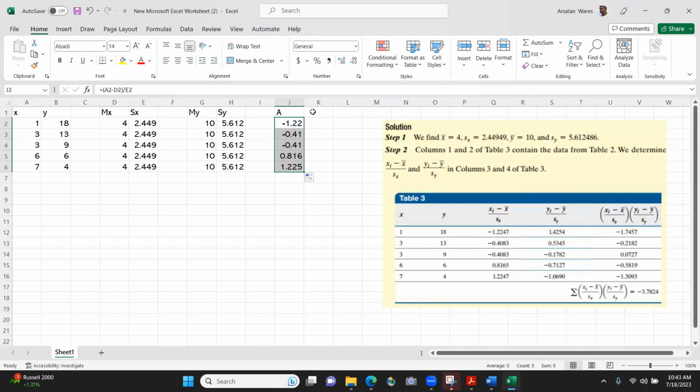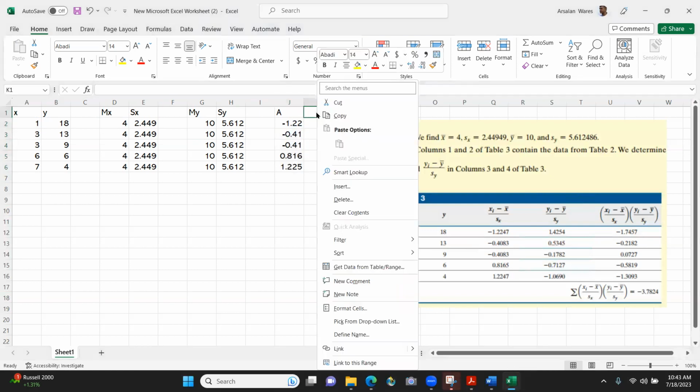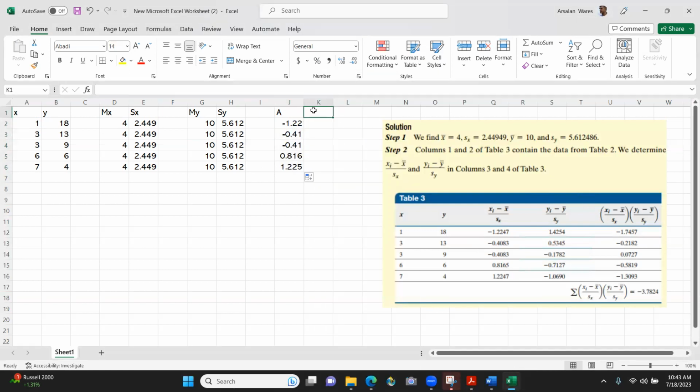And the next one, B. B will be the second data set, the Y values minus the mean of the Y values. And then I have to divide it by the standard deviation of that set, 5.612. And I'm going to drag it all down.